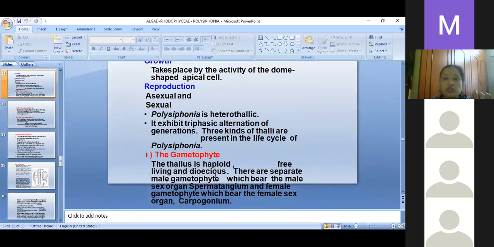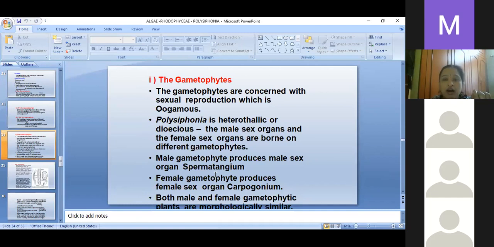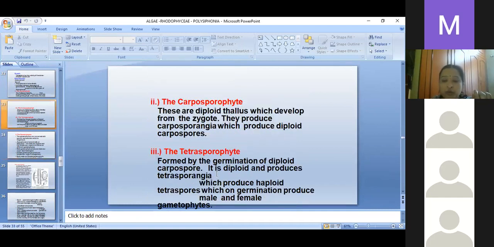Spermatangia are the male sex organs, and they develop in groups on the fertile trichoblast of the male thallus. What is the spermatium, and how is it produced? These are things I'll explain. First, before the spermatium, what is the gametophytic stage?